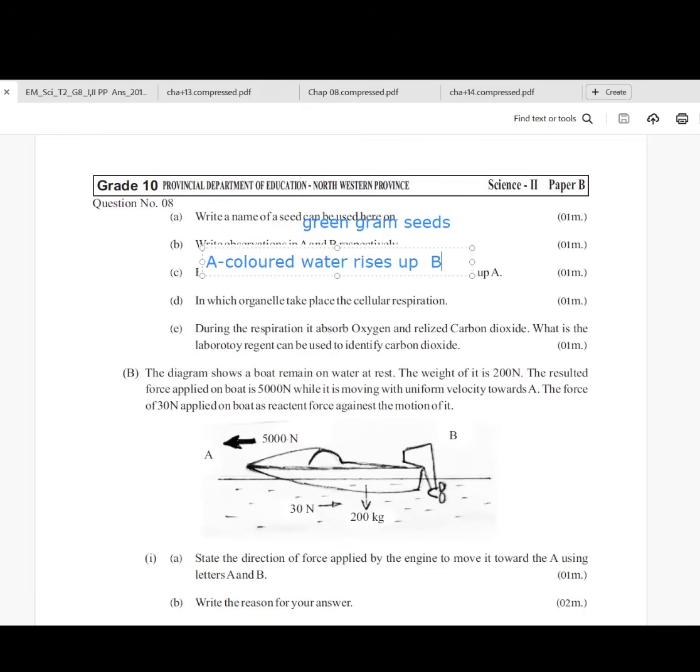In B, no change. The reason: in setup A, there's potassium hydroxide. The potassium hydroxide absorbs the carbon dioxide in the beaker, and the respiration of the seeds also absorbs oxygen. So there's an air gap. To fill that gap, the colored water comes up through the tube. But in B, there's no gap inside because there's no KOH solution to absorb the carbon dioxide.